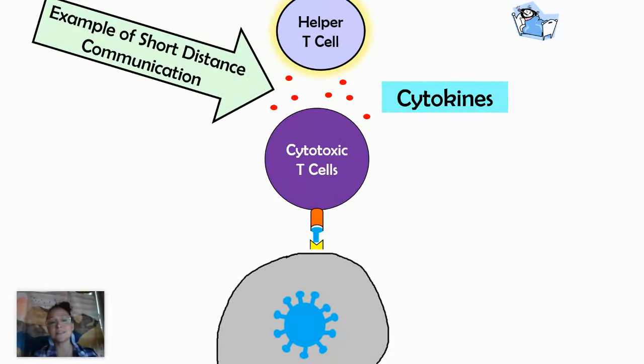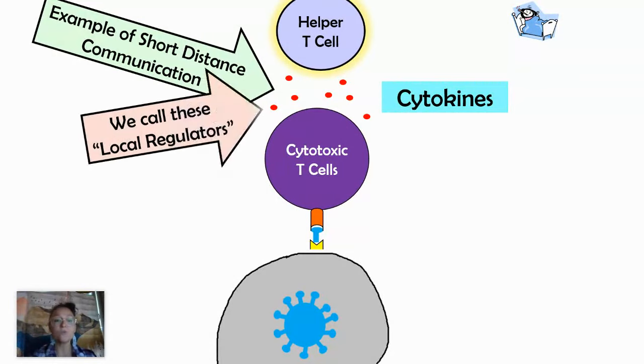So here, this is an example of a short distance communication, cells sending chemical signals to cells nearby, adjacent cells, or cells within the vicinity. So when you use little chemical signals that are just traveling a short distance, we call these local regulators. So earlier, I was calling insulin a hormone. These little red cytokines I would not call a hormone because they're only traveling a short distance.